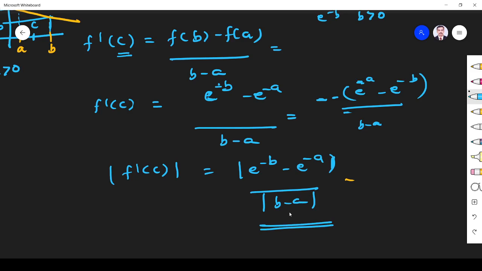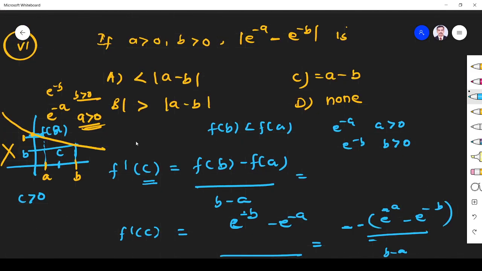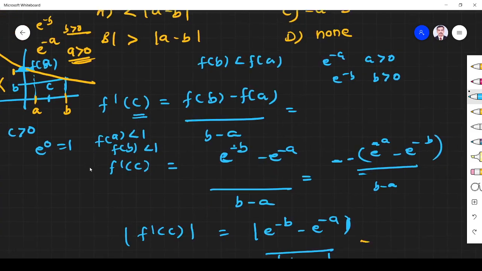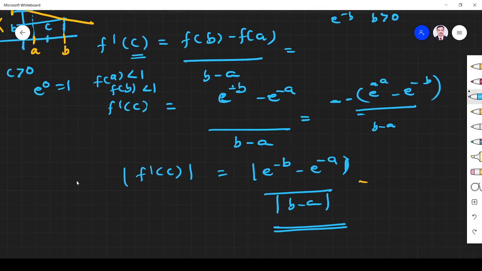So b minus a is always greater than 1, right? Because the denominator is greater. See, what is the condition? A is greater than 0, b is greater than 0, which means e power minus a, e power minus b is always less than 1, because e power 0 is 1. So f of a is less than 1, f of b is also less than 1. So f of a and f of b must be less than 1.